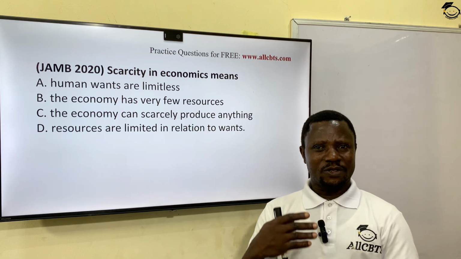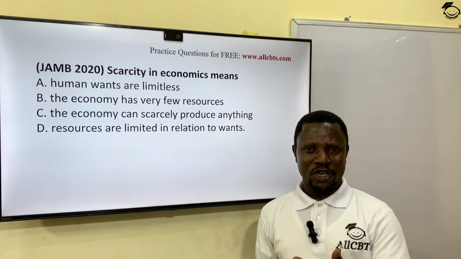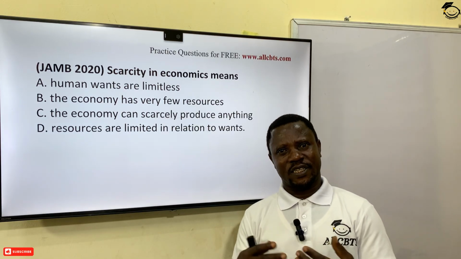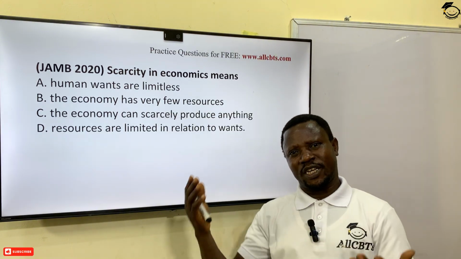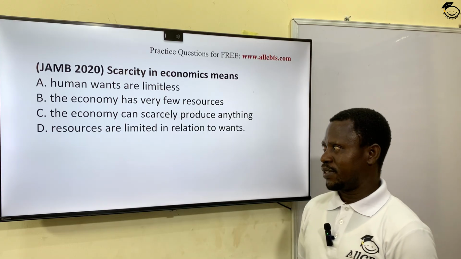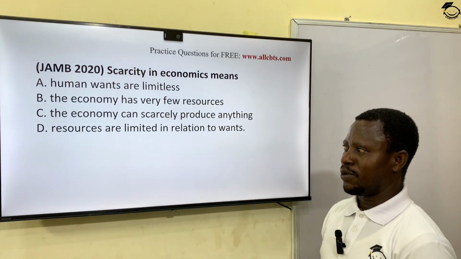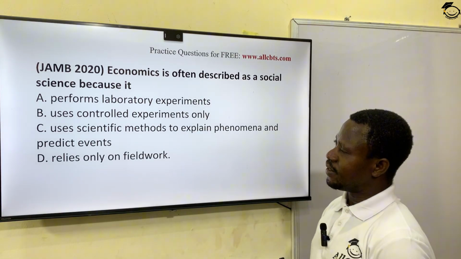Because as you satisfy one want, you want another stuff. As you satisfy that stuff, you want another stuff. So human wants are limitless. They are insatiable. But the available resources to meet up with these unlimited wants are limited. And that is the concept of scarcity. So the correct answer to this question is option D. Let's see the next question.